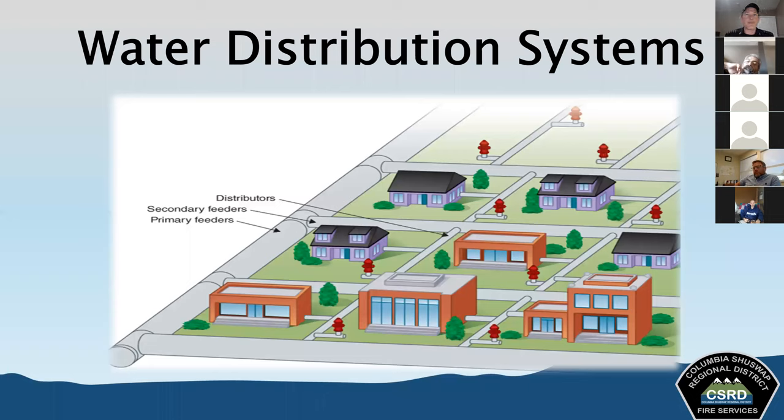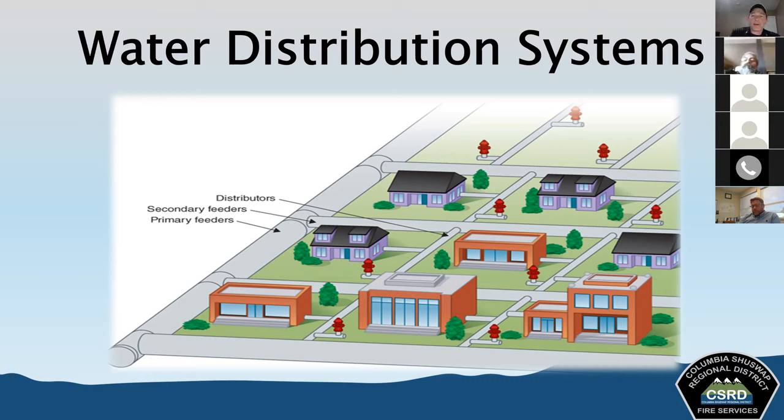Once it moves from the primary feeders, it's going to go into the secondary feeders. These are basically the intermediary pipes. They interconnect the primary feeders with the distributors. You're typically looking at a little bit smaller than a primary main here, about 12 to 14 inches in diameter. And a lot of times you're going to have, and you should have, control valves located throughout that can stop or start the flow when you need it to.